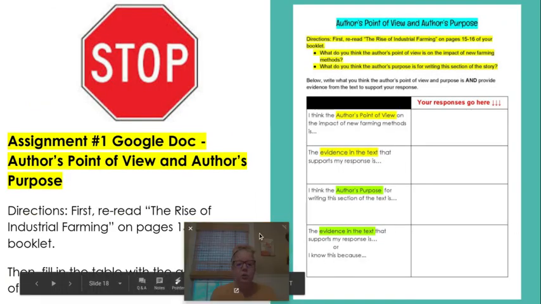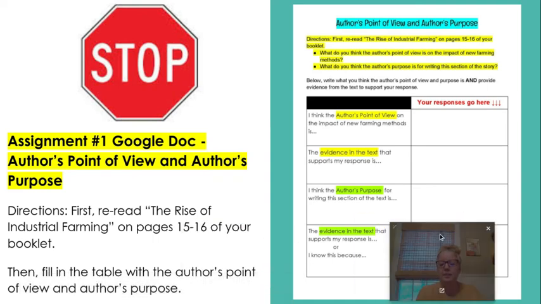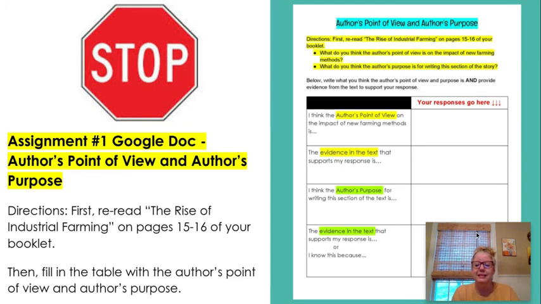Okay, now it is your turn to try this on your own. Your next assignment is a Google Doc that will be linked with this assignment in Google Classroom. So you're going to go to the Google Doc, author's point of view and author's purpose. First, you're going to reread The Rise of Industrial Farming on pages 15 and 16 of your booklet. Reread that section of the text.